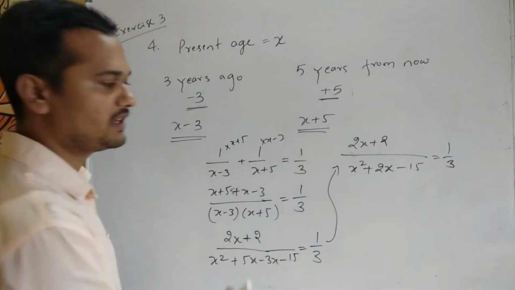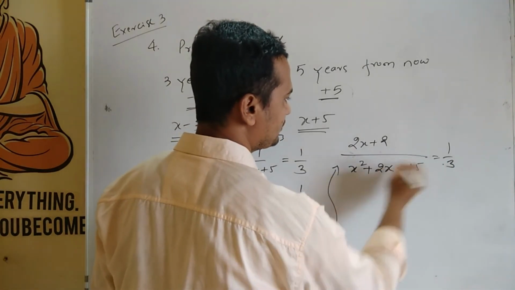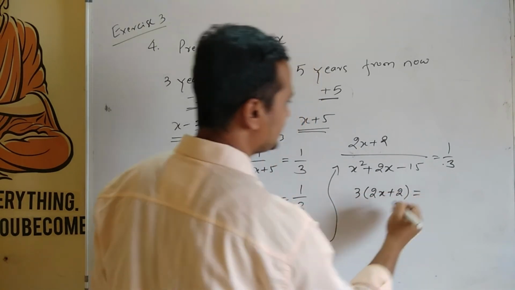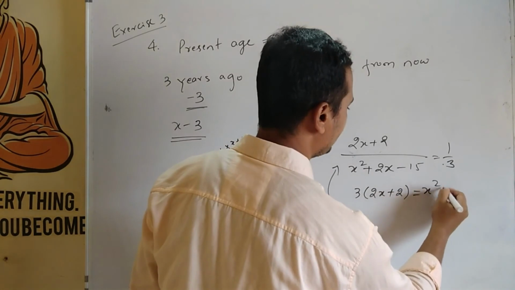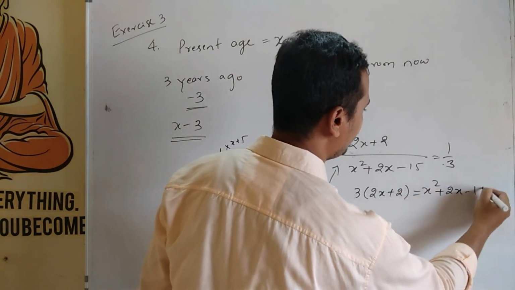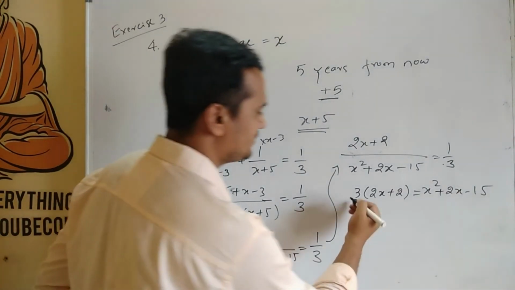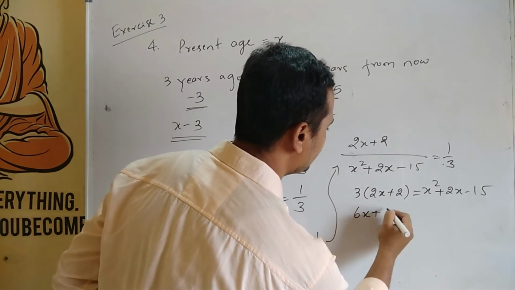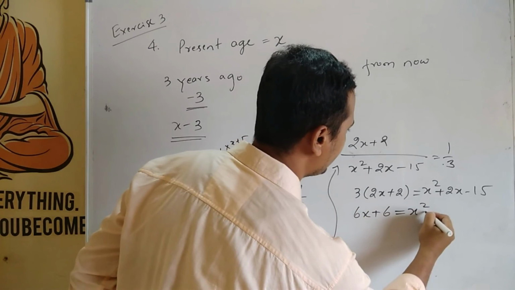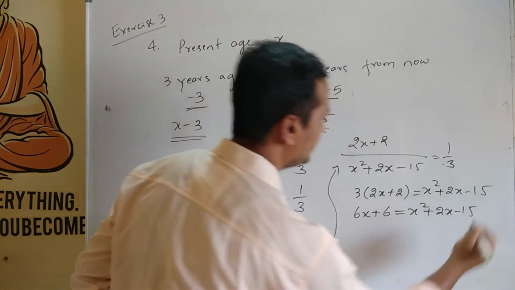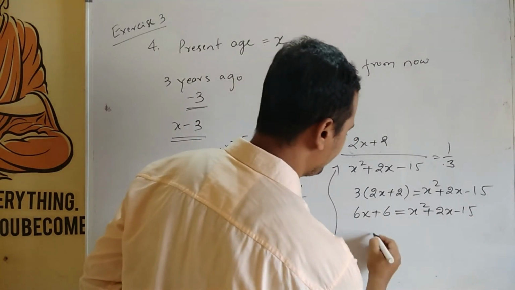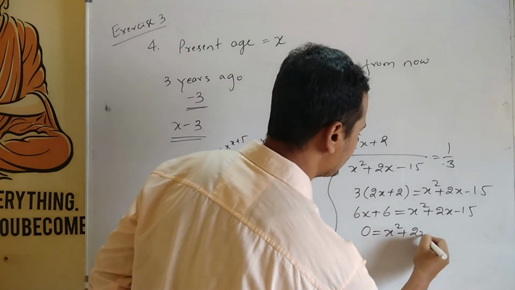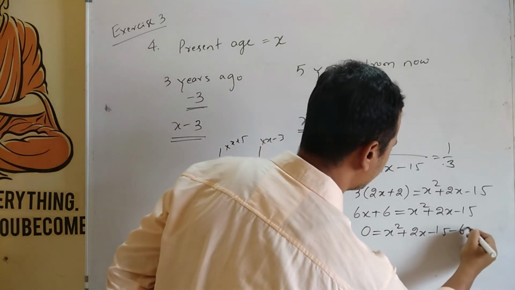Cross multiply, that is multiply this 3 with this and then this one with 1. So what will I get? 3 into 2x plus 2 is equal to 1 into this, x square plus 2x minus 15. So what is our next step? Just multiply 3 with these two, then I will get 6x plus 6 is equal to x square plus 2x minus 15. Now take this 6x this side, take both the terms, keep 0 here, x square plus 2x minus 15 minus 6x and then minus 6.